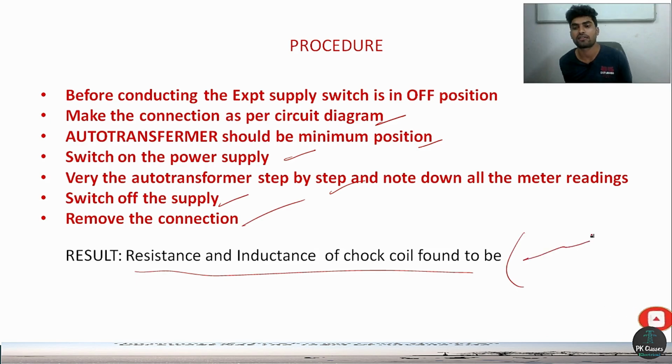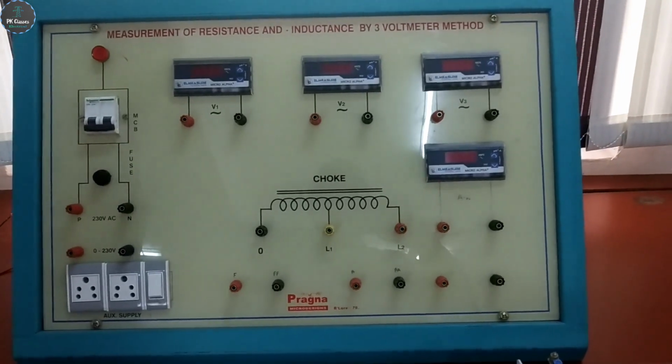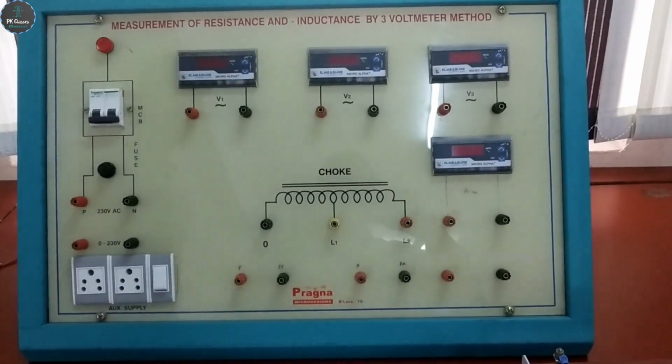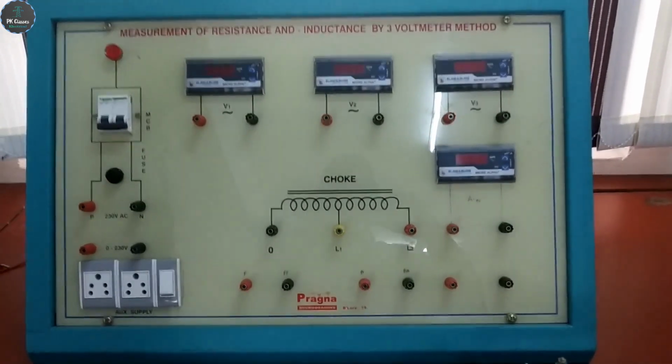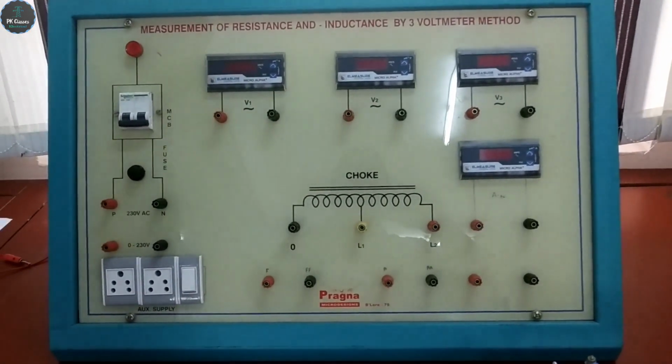Result: the resistance of the choke coil and the inductance of the choke coil are found to be some value. Okay. Welcome to Basic Electrical Laboratory. Let us conduct experiment number 3, measurement of resistance and inductance of choke coil by using the 3 voltmeter method.